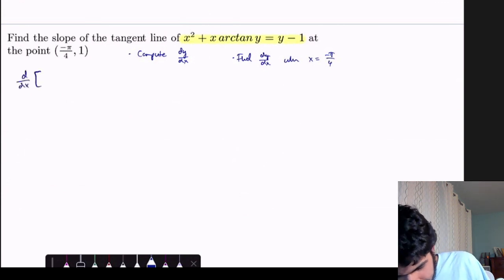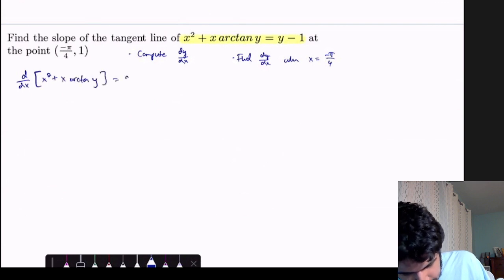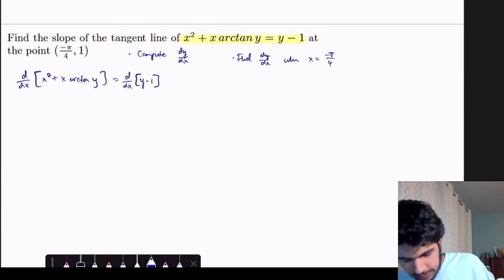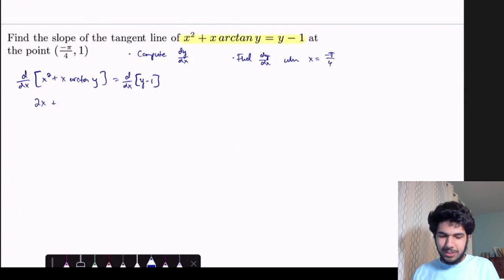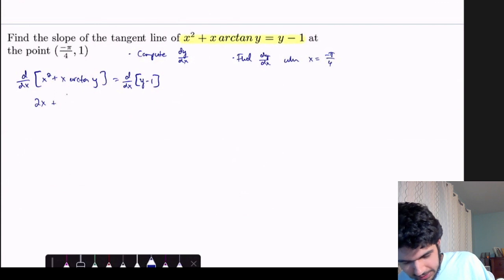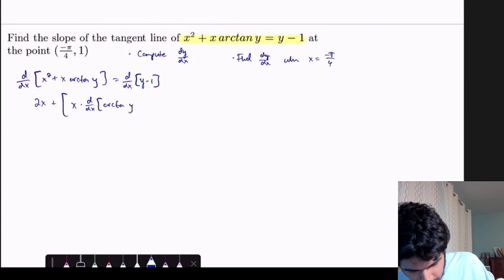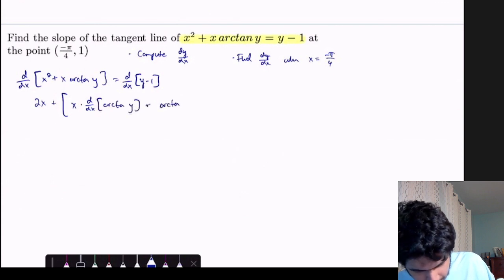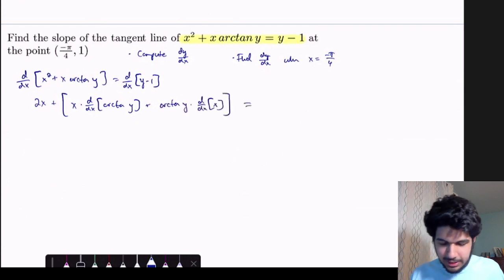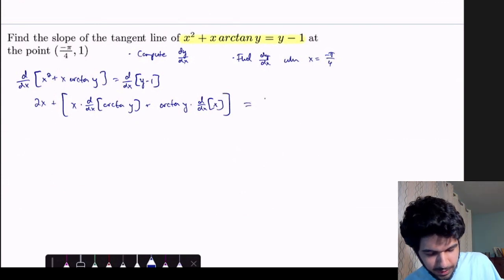So d dx of the left-hand side, x arctan of y, equals d dx of the right-hand side, y minus 1. Okay, left-hand side, d dx of x squared is 2x, plus, well, for this x arctan of y, that seems like we're going to have to use the product rule. So let's do that. First, times the derivative of the second, plus the second times the derivative of the first. And on the right-hand side, d dx of y minus 1 is just dy dx.